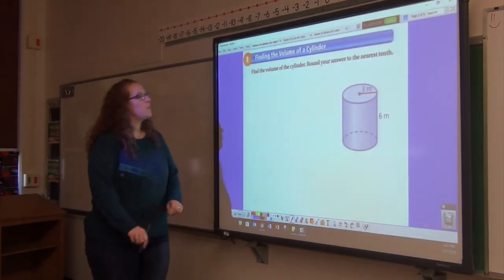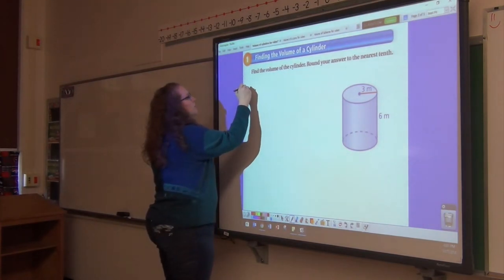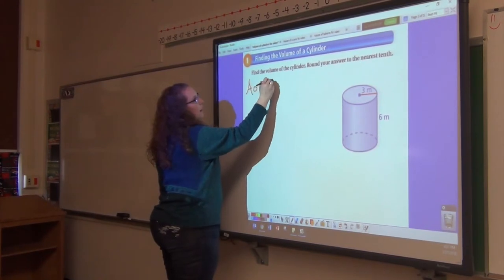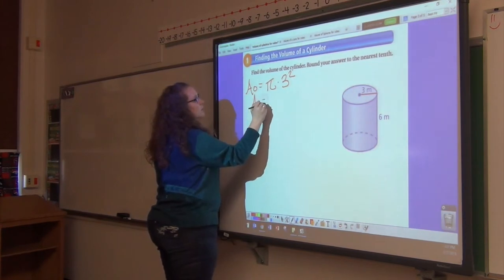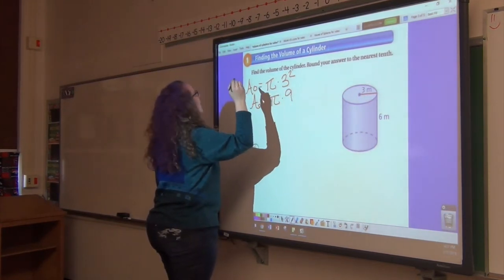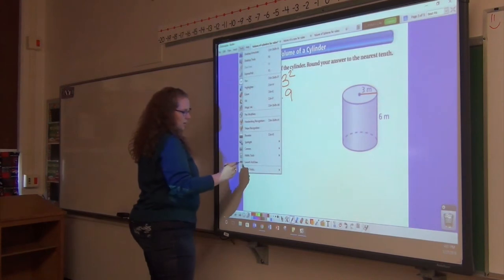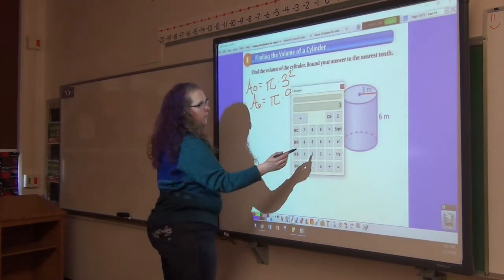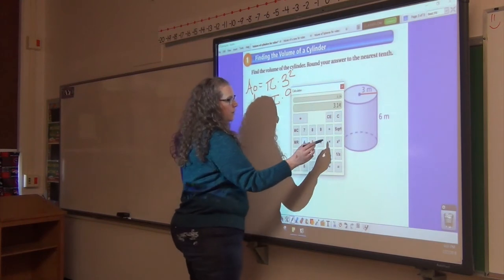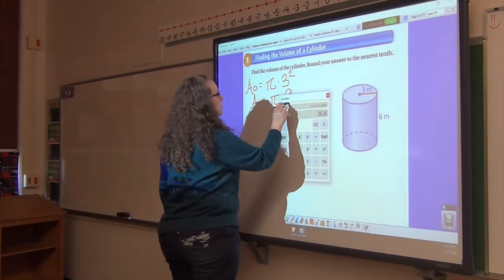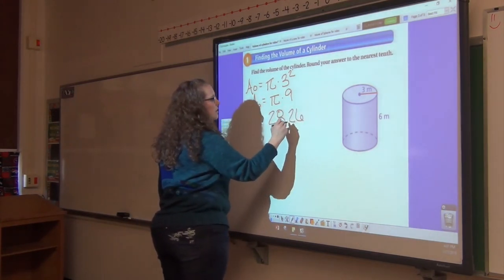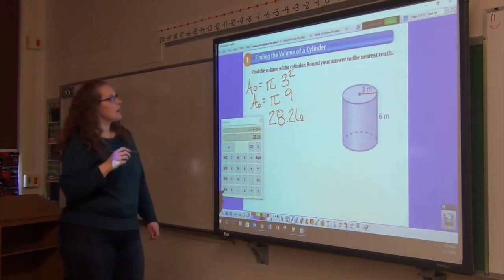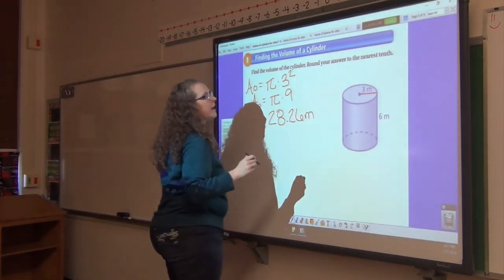All right, let's try one. We have 3 for our radius, so the area of our circle is going to be pi times 3 squared. So it equals pi times 9, and for pi, we are going to use 3.14. So we have 3.14 times 9, which equals 28.26 meters. That is the area of our base.